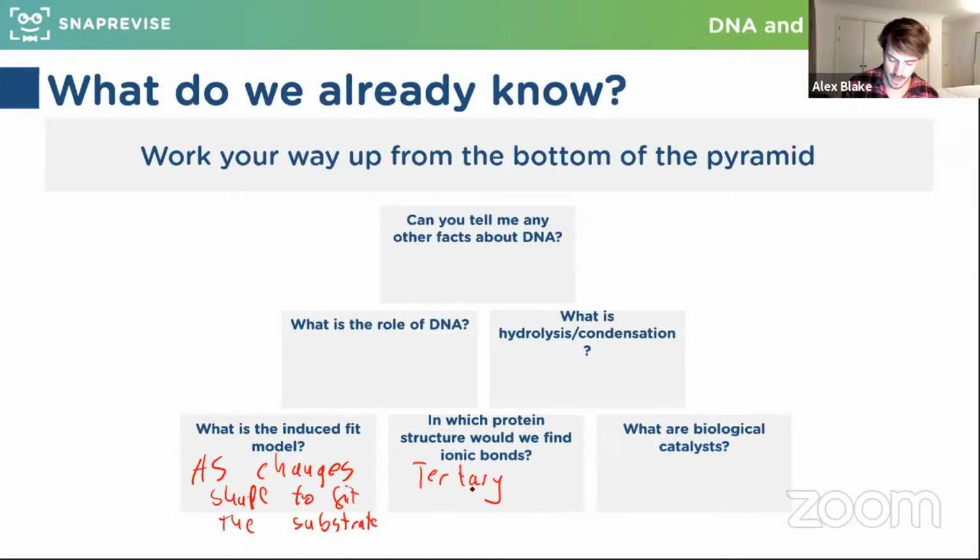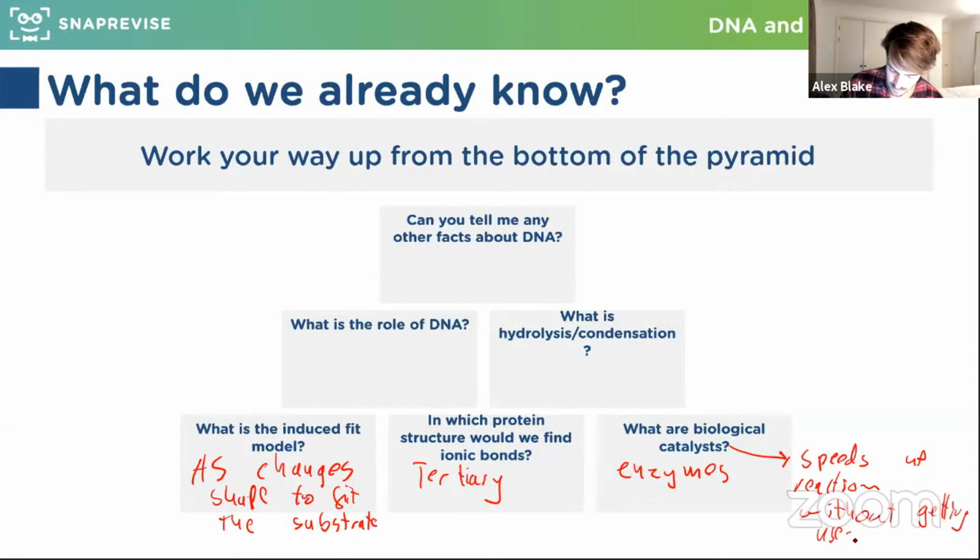Next up, what are biological catalysts? Oh, I've spelled tertiary wrong. Missed an I. Yeah? So some people are giving the short answer, some people are explaining what it is. So yeah, biological catalysts are enzymes. And what's a catalyst? Something that speeds up a reaction without getting used up. Perfect.